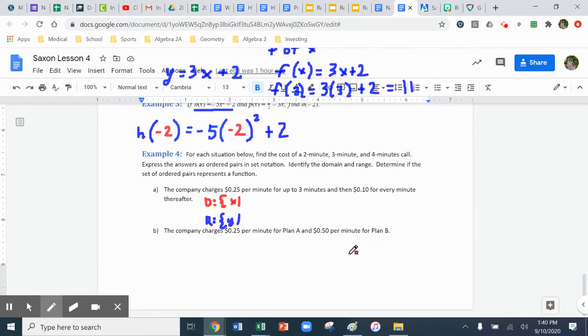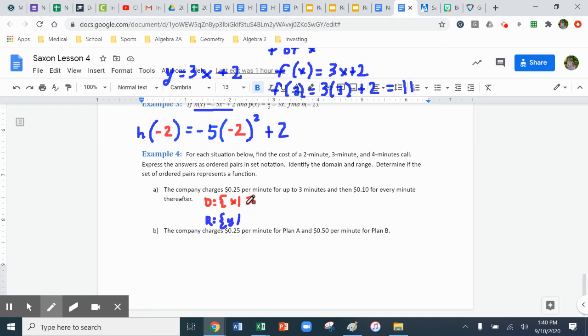For example 4, we are going to look at the situation and find the cost of a 2, 3, or 4-minute call. Express your answer as an ordered pair in set notation. We'll talk about what that is. Identify the domain and range, which we have set up already, and then determine if the set of ordered pairs represents a function. First, let's find the domain and range, and then we can start to find the ordered pairs and determine if it's a function.